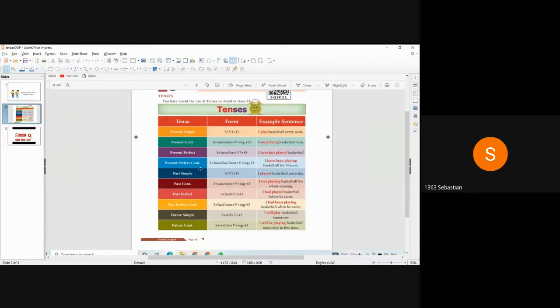Next tense, present perfect continuous tense. Structure or form of present perfect continuous tense is subject plus have or has been plus verb plus ing plus object. Example, I have been playing basketball for 3 hours.